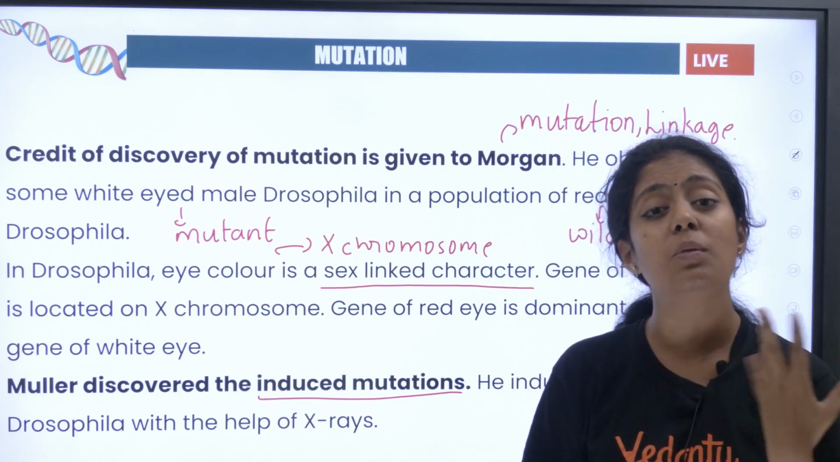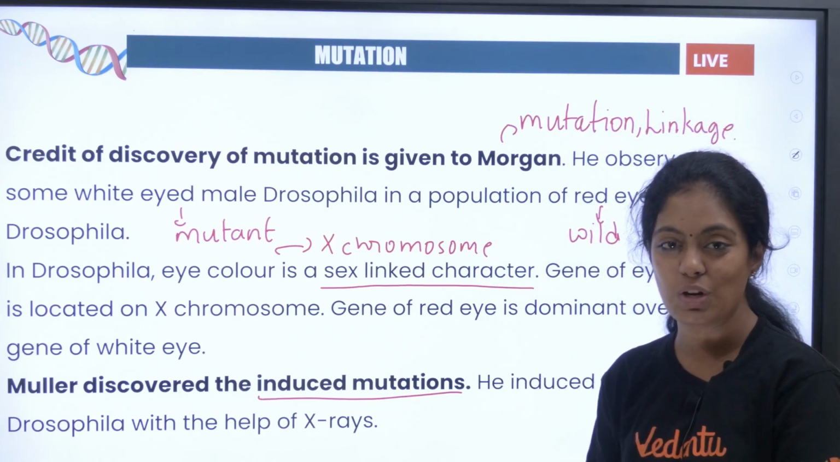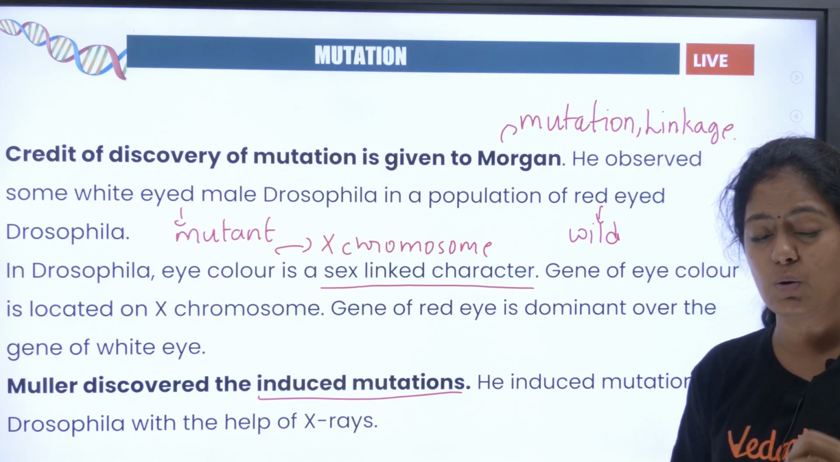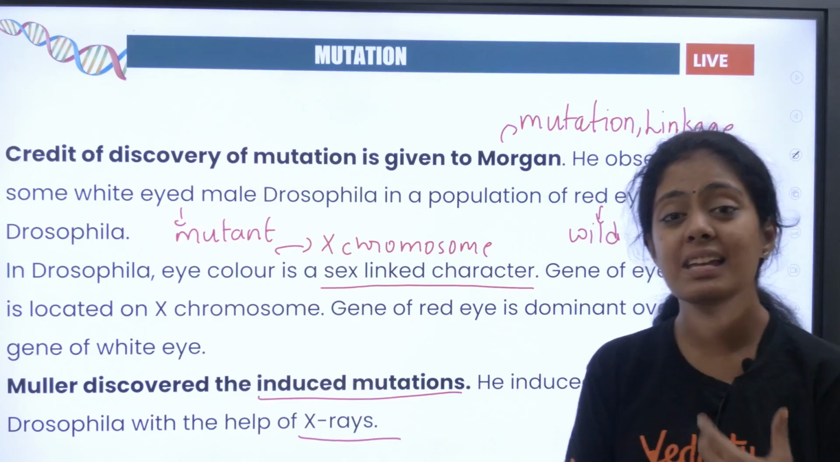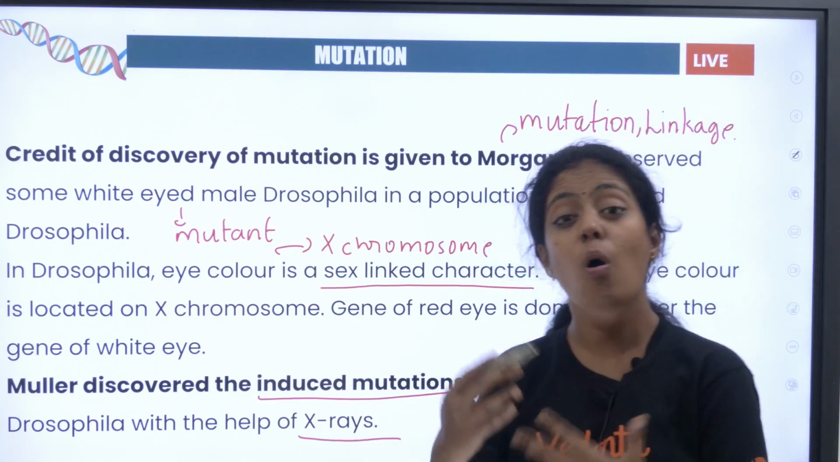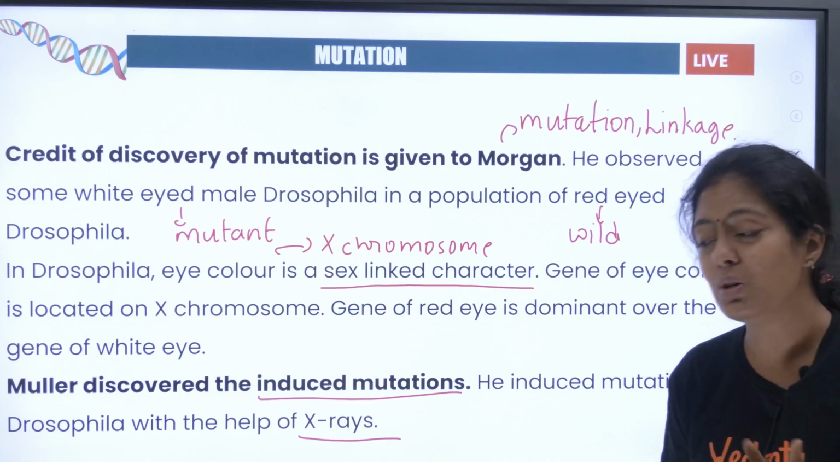I can bring about mutations, and that is what I call induced mutation. This induced mutation can be induced with the help of radiations: X-rays, UV rays, gamma rays. All these radiations cause mutation.